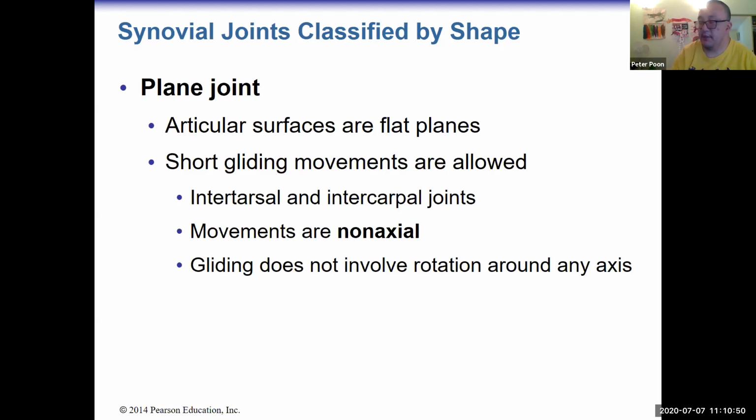Let's see. Okay, plane joints. Actually, I'm going to pick this up as part 2 instead of continuing. So this is only part 1, and we'll stop right here. I'll see you for part 2.